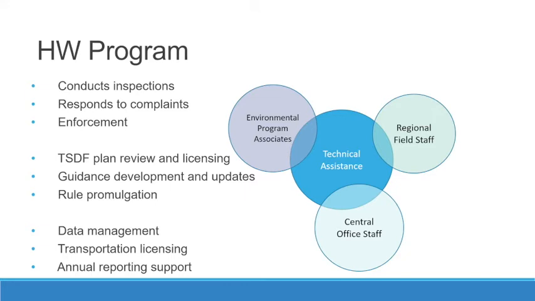Then the last bucket might be the folks you're most used to dealing with. These are environmental program associates, and while they are regionally based, they're very capable of handling questions across regions because the questions tend to be the same. These folks deal with data management, annual reporting support, and transportation licensing. They're the folks you deal with if you're going to be putting in a new notification on the 8700-12 form, which we're going to get to more in the future. Next slide, please.